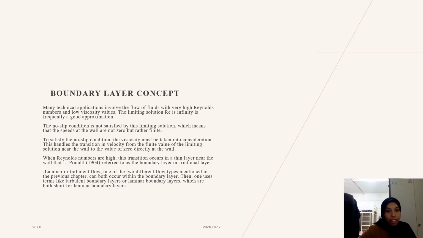When Reynolds numbers are high, this transition occurs in a thin layer near the walls that Ludwig Prandtl referred to as the boundary layer or frictional layer. As will be demonstrated, the boundary layer becomes thinner as the Reynolds number increases or as the viscosity decreases. Laminar or turbulent flow, the two different flow types, can occur within the boundary layer. Then one uses terms like turbulent boundary layer or laminar boundary layer.